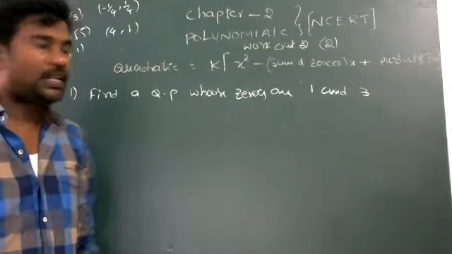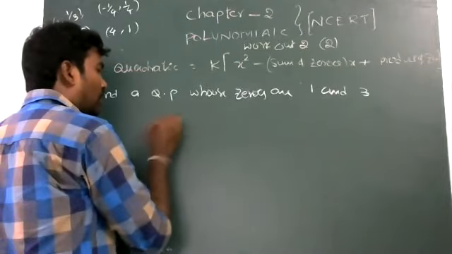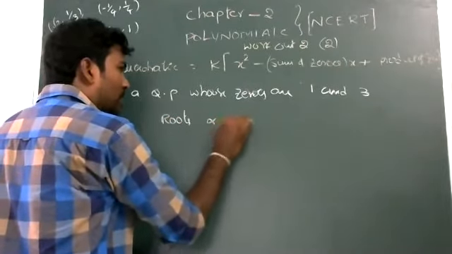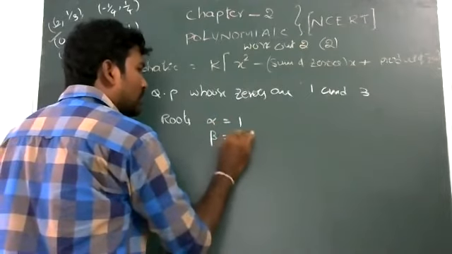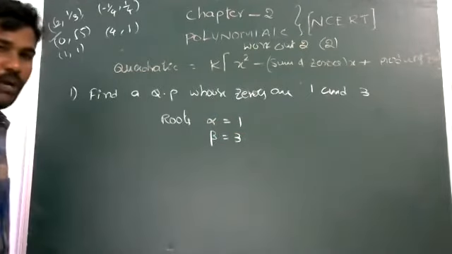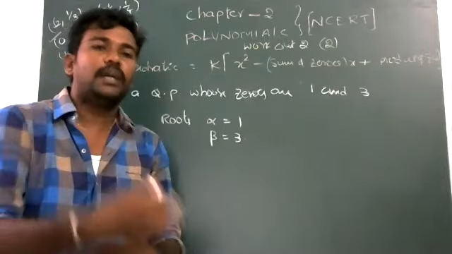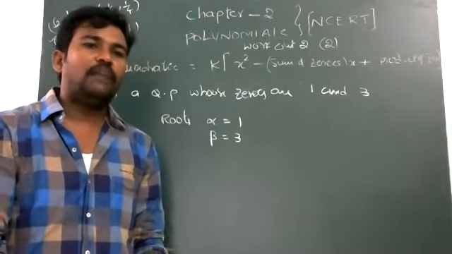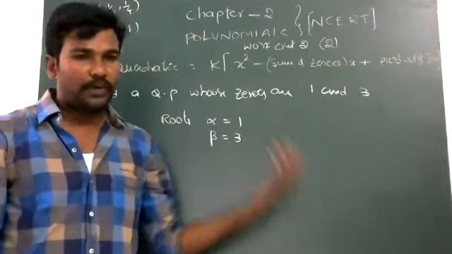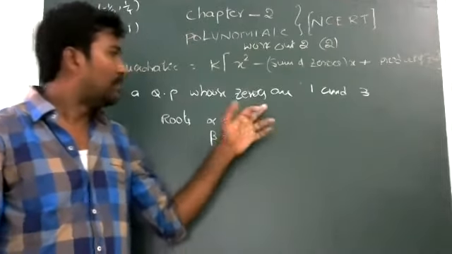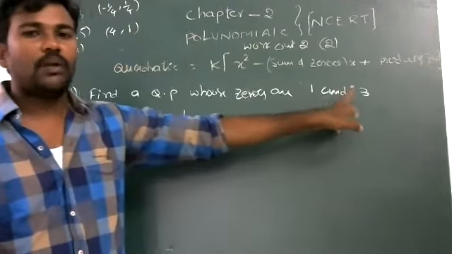So according to the problem, the roots are alpha equals 1, beta equals 3. In previous problems, they directly gave alpha plus beta equals 1 and alpha beta equals root 5, whatever it may be. But here you can read the problem properly. So that means alpha equals 1, beta equals 3.